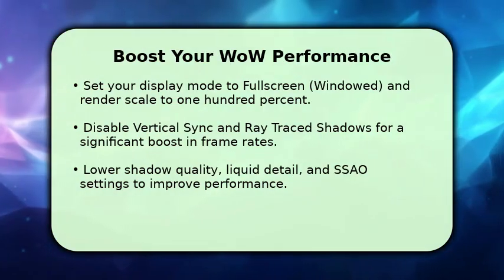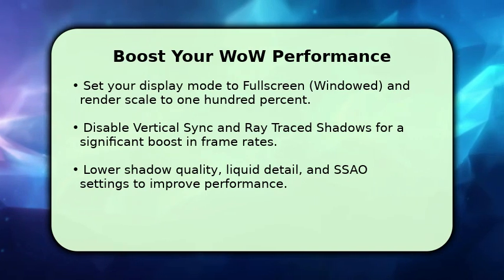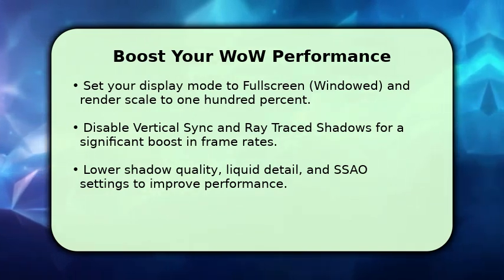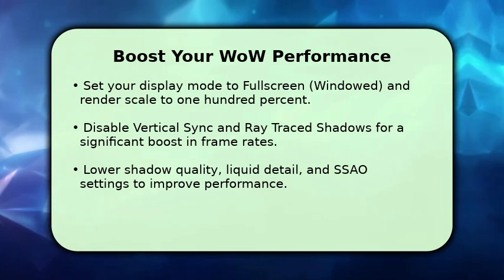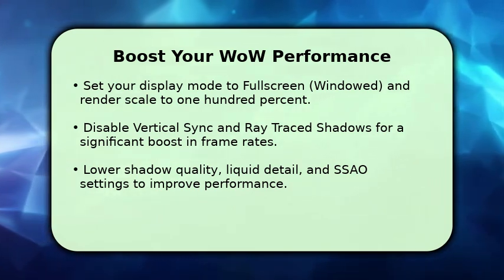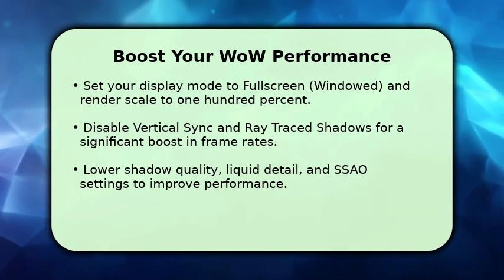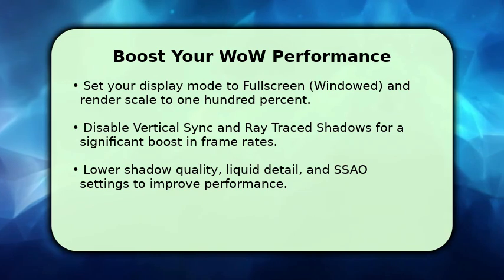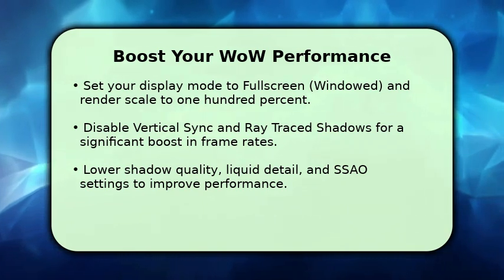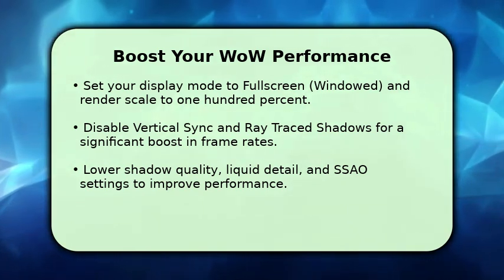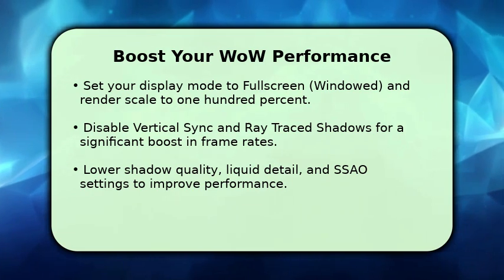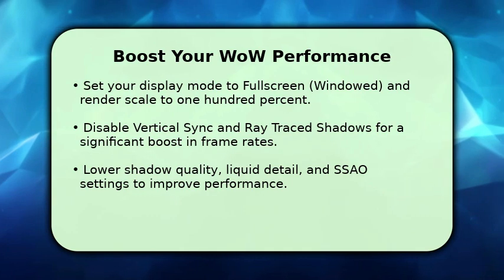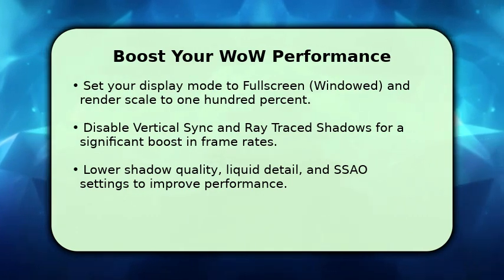Optimizing your in-game settings is crucial for a smooth experience. Set your display mode to full screen windowed and keep the render scale at 100% for clear visuals. For a noticeable boost in frame rates, disable vertical sync and ray traced shadows. To further enhance performance, especially in busy areas, lower your shadow quality, liquid detail, and SSAO settings. You can also reduce environment detail and ground clutter to 1, which helps maintain a consistent 60 frames per second.